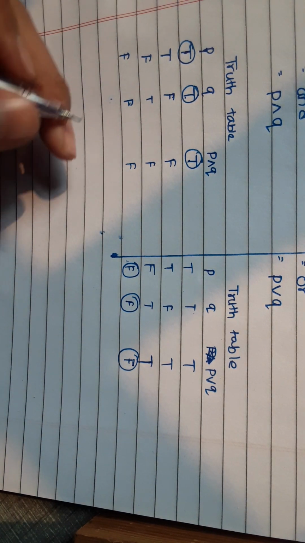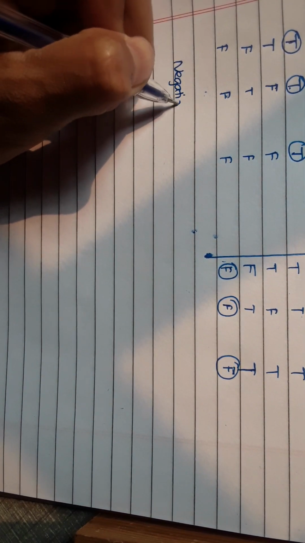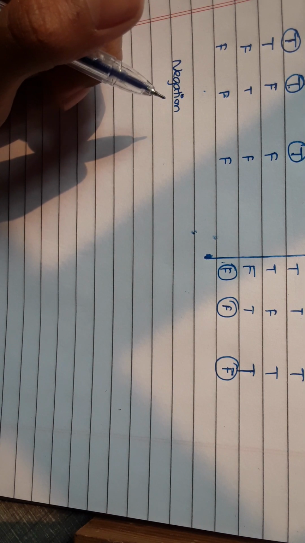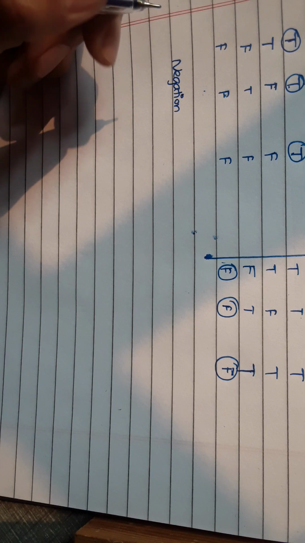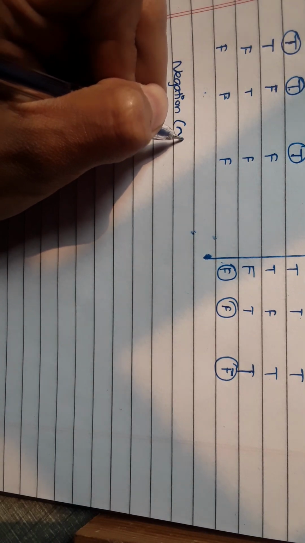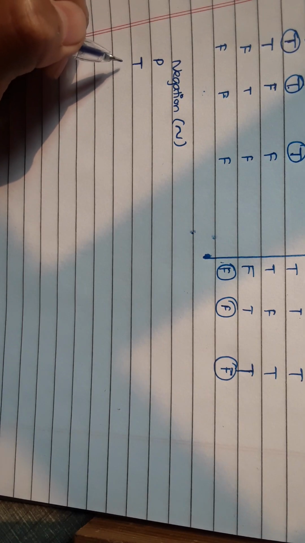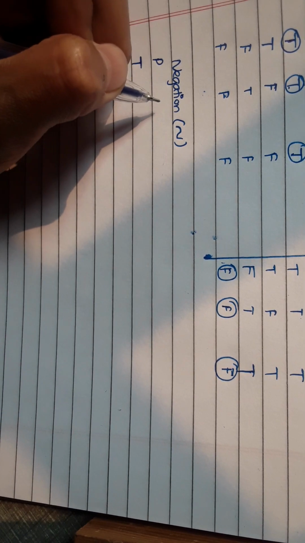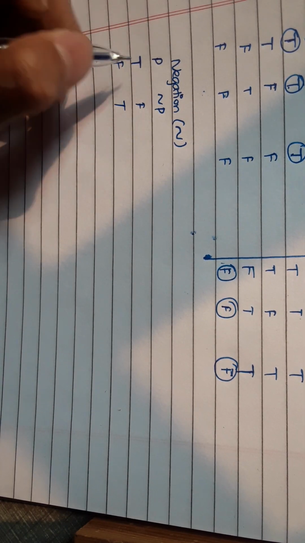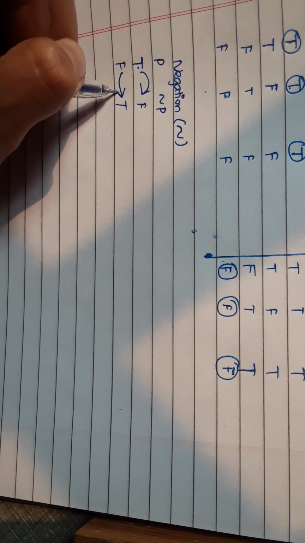So what you have next is negation. Negation basically refers to the opposite, like "it's not". It is denoted by this sign. If P is true, negation of P will be false, and the other way around. Just the opposite: if there is true, write false; if there is false, write true.